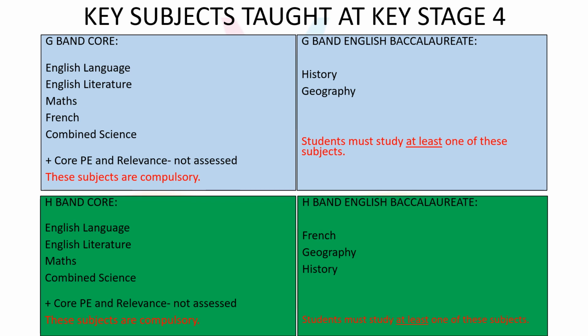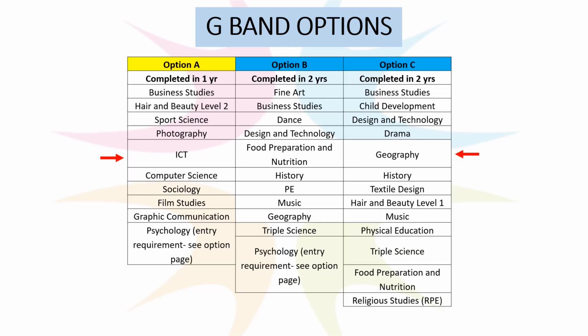French along with history and geography is an EBAC option, and all H band students must do at least one of those. Again, they have the core PE and relevance, just like students in the G band. This is the G band option slide. If you are in H band, you should skip this slide and go on to the next one for your options. This slide is fairly self-explanatory, so you may want to pause your audio and take your time to look at this slide in detail.